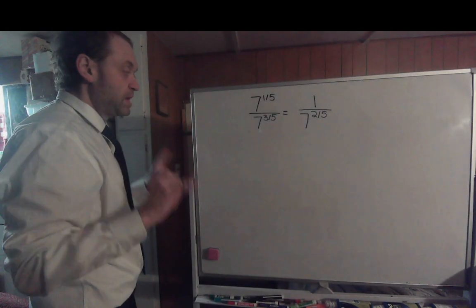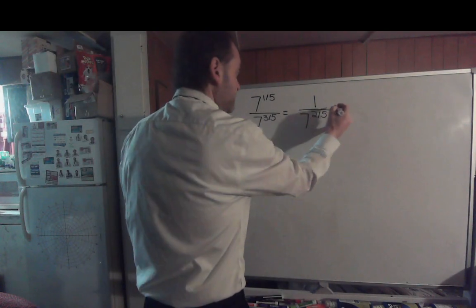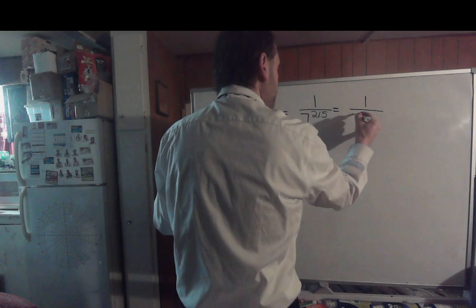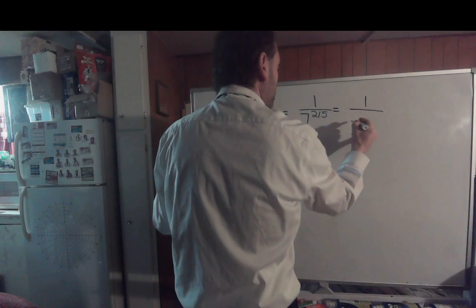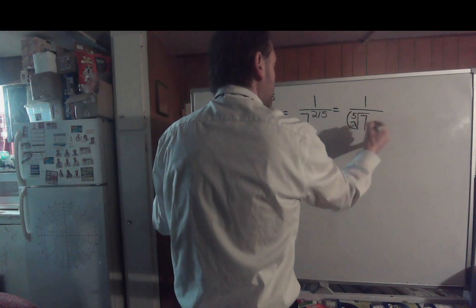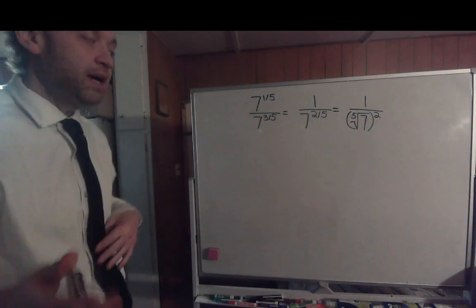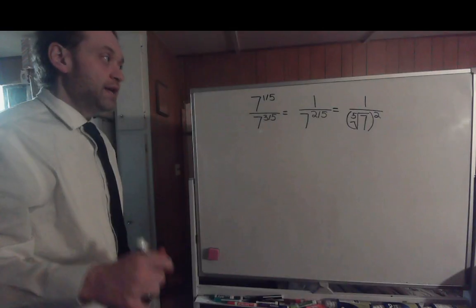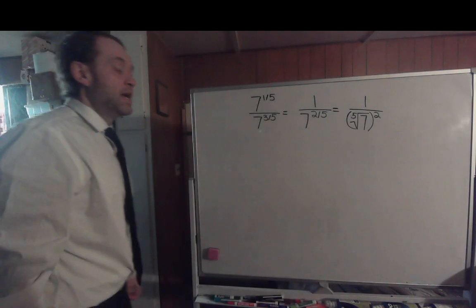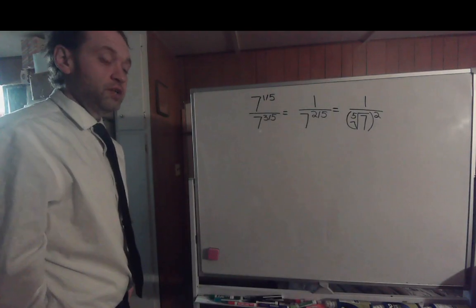Okay. Here's something else, though. What is 1 over 7 to the 2/5? That is 1 actually over the 5th root of 7 raised to the 2nd power, right? That's 1 over the 5th root of 7 raised to the 2nd power. As we know, an expression is not considered to be in standard form if you have a radical in the denominator, and in this case you certainly do.